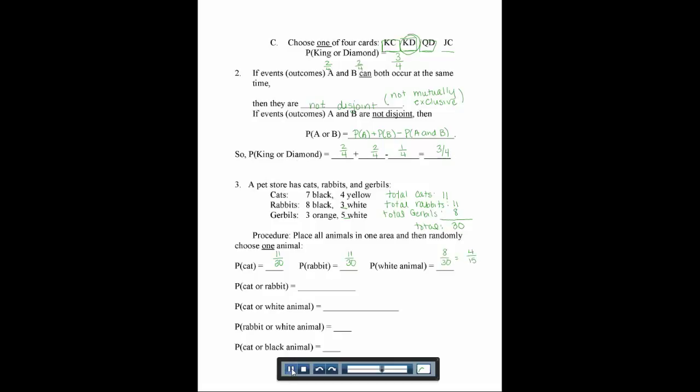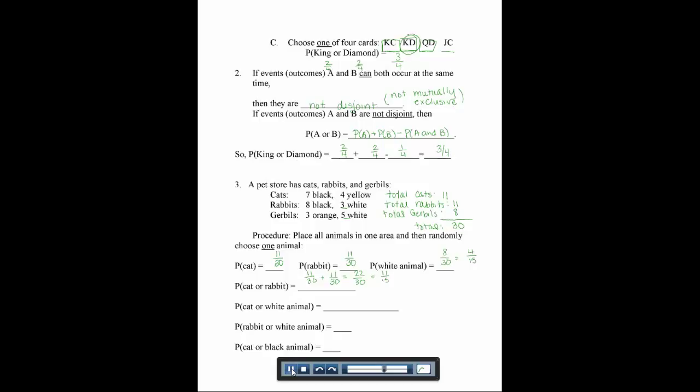Okay, now we want to know what's the probability of getting a cat or a rabbit. So since we have or here, we're going to use our addition rule. So the first thing we have to figure out is, are cat and rabbit disjoint? Now, since in one animal we can't have a cat and a rabbit, if we just pick one animal out, this is disjoint. So we're going to take the probability of getting a cat, which is 11 out of 30, plus the probability of getting a rabbit, which is also 11 out of 30. So we've already got our common denominators, and we get 22 out of 30, which we can reduce to 11 out of 15.